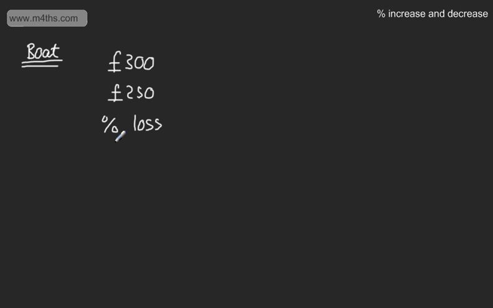Often when we buy things, we sell them for more or less. What I'm going to look at now is a boat. So if I buy a boat for £300, I'm going to sell it now for £250, and I want to work out the percentage loss. So what I'm looking at now is the percentage loss of selling my boat.